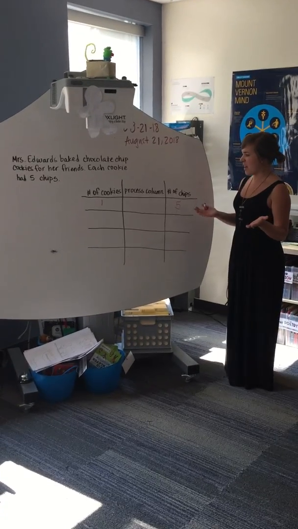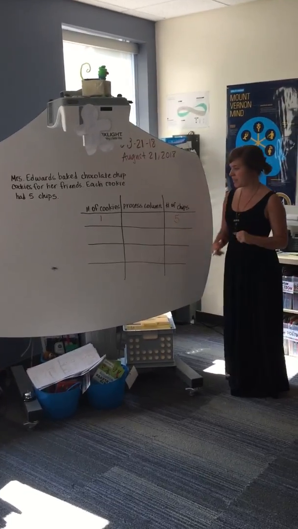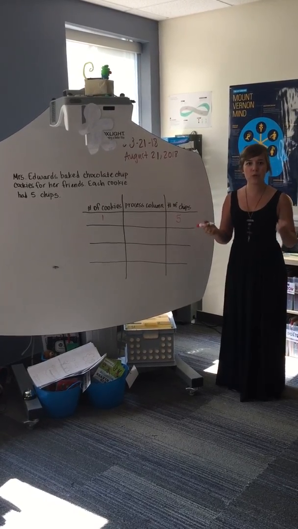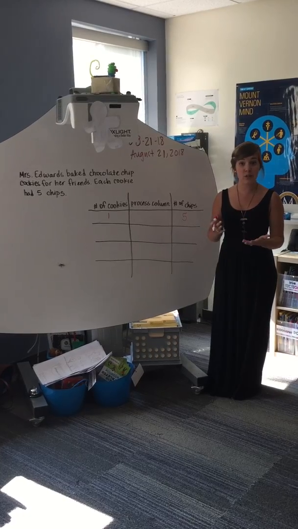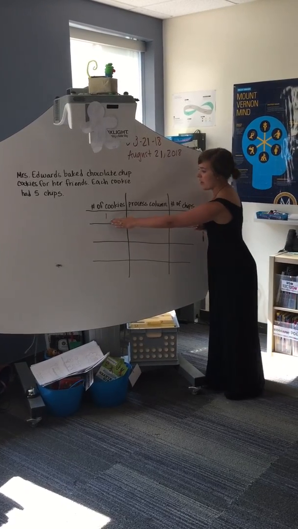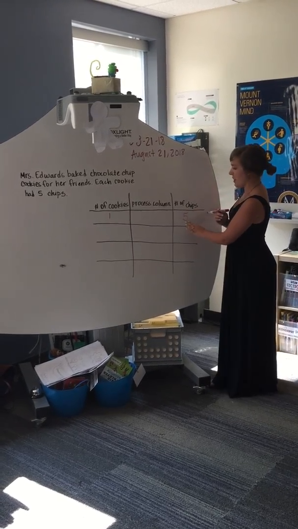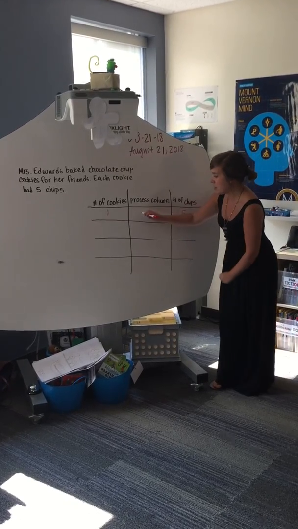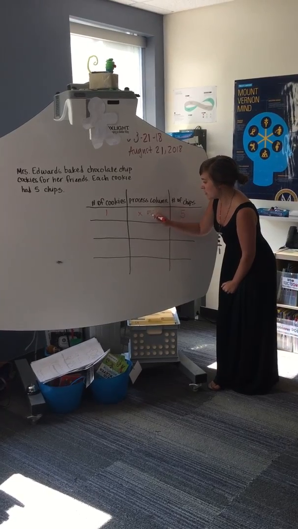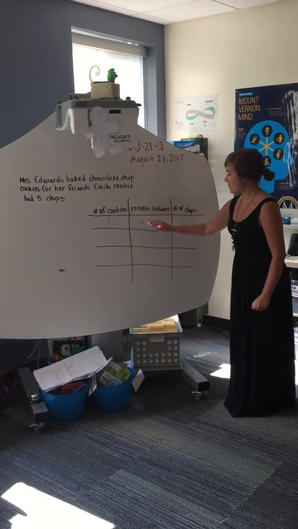So now I have to ask myself, what is gonna go into this process column? And this process will show the relationship between these 2 columns. Is it multiplication or is it division that I'm using? So I have to ask, how do I get from number of cookies to number of chips? Well, I know that 1 times 5 gets me 5. So that's gonna be my process here. I know that this is a multiplicative relationship. So 1 times 5 is 5.